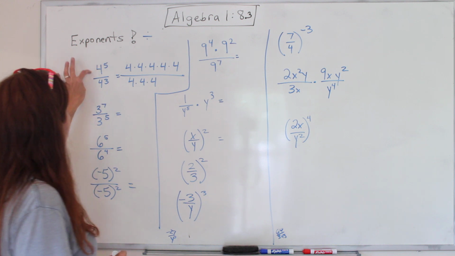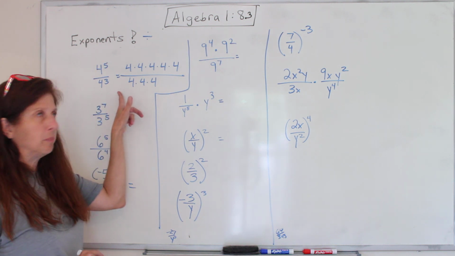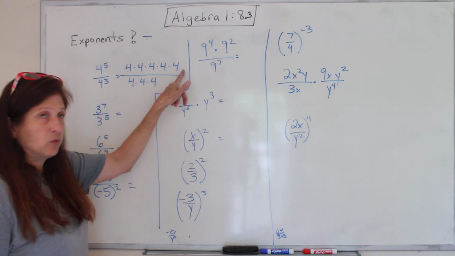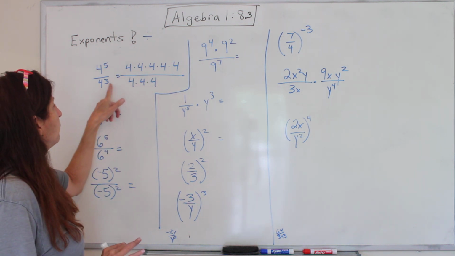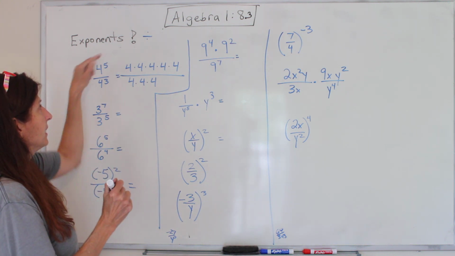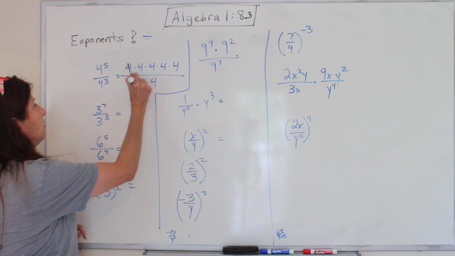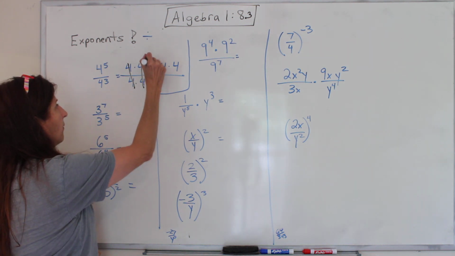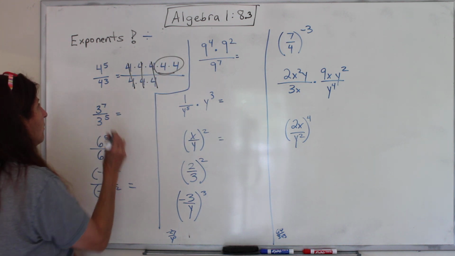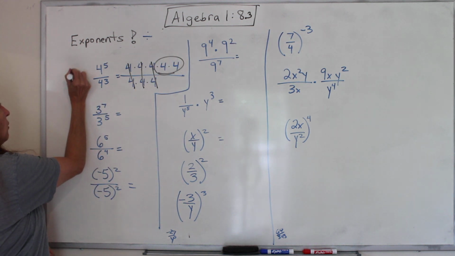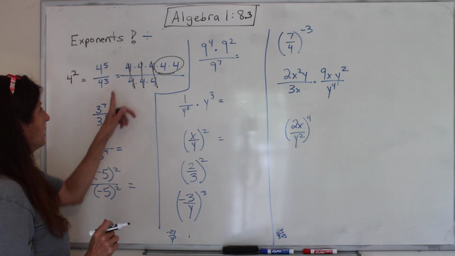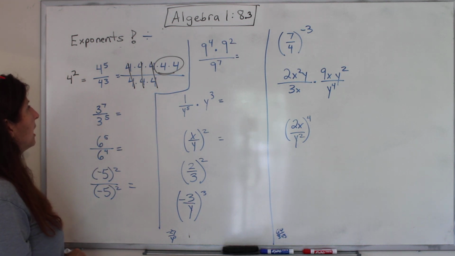Okay, so here I have 4 to the 5th power and 4 to the 3rd power. 4 to the 5th power is 4 times 4 times 4 times 4 times 4, 5 fours. And 4 to the 3rd power is 3 fours. Okay? If you have the same thing in the numerator and the denominator, you get to mark them out. So I get to mark out those, and those. And I'm left with 2 fours in the numerator. So this equals 4 squared. 2 fours in numerator land. Everything in the denominator got marked out.